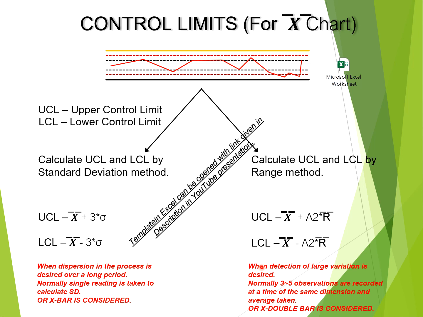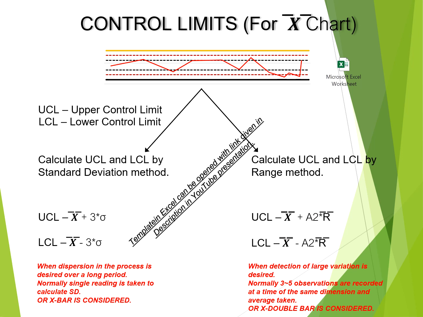This method actually is used when we have to detect large variation. In this, 3 to 5 observations are recorded at a time and then we take the average. As you can see here, we take X double bar. Here it was X bar, here it is X double bar.